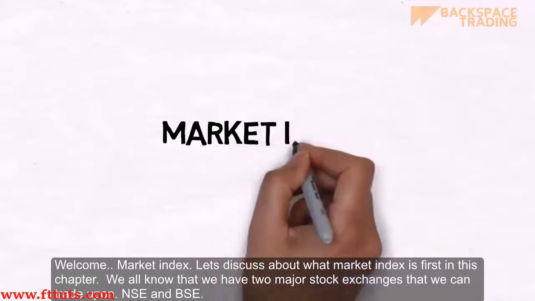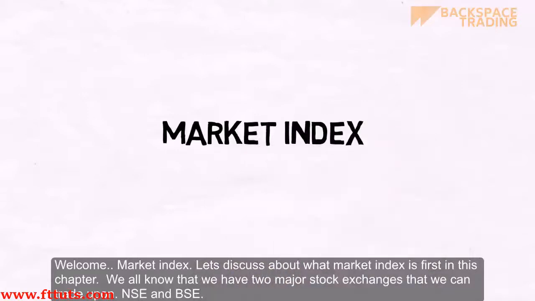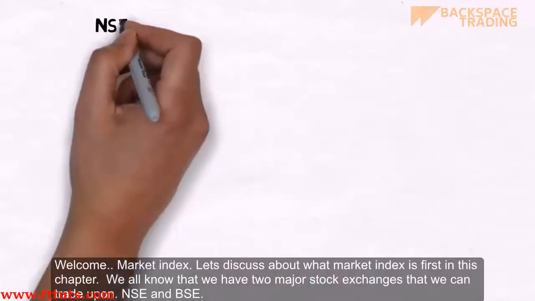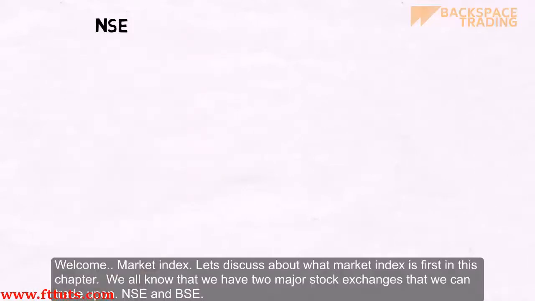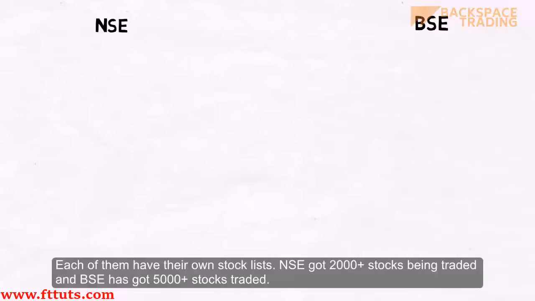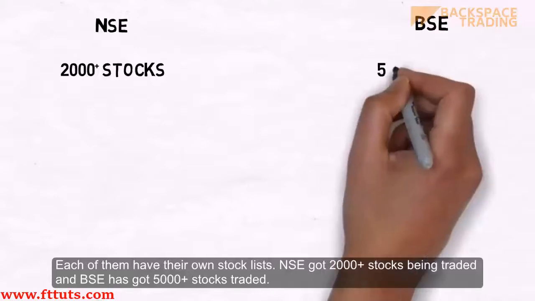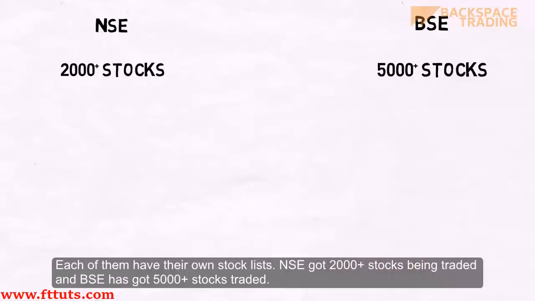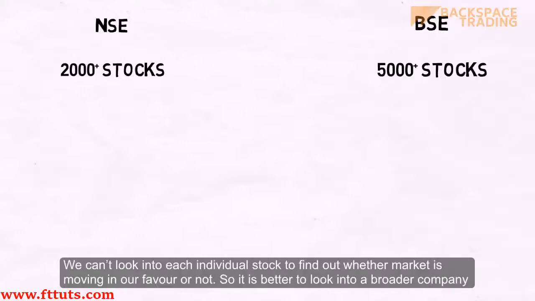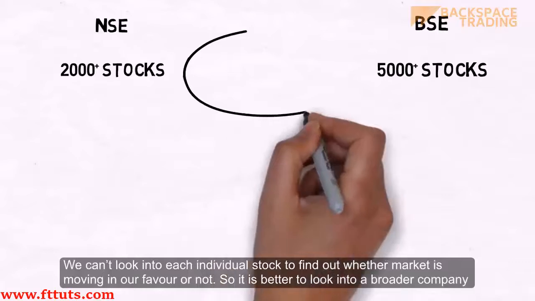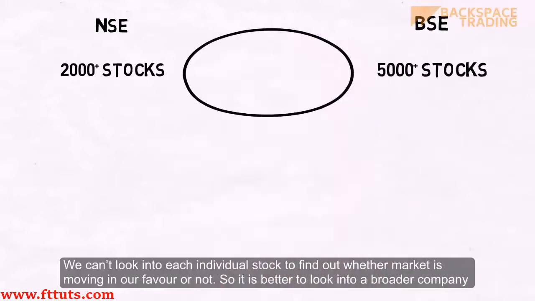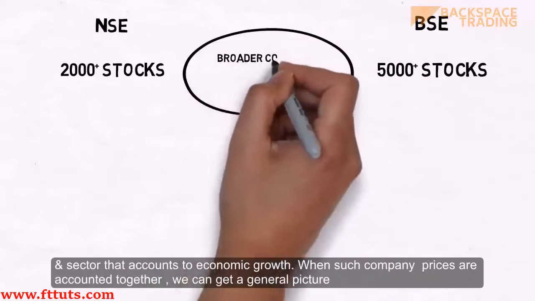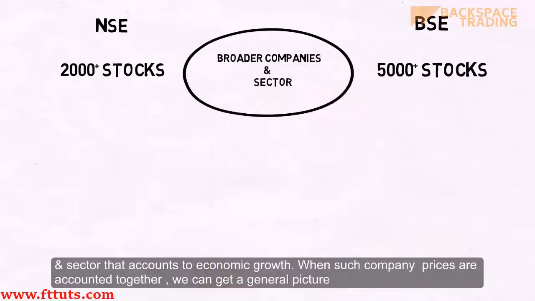Welcome, market index. Let's discuss what a market index is in this chapter. We all know that we have two major stock exchanges that we can trade upon, NSE and BSE. Each of them has its own stock list. NSE has around 2000 plus stocks and BSE has around 5000 plus stocks traded. We can't look into each individual stock to find out whether the market is moving in our favor or not. So it is better to look into broader companies and sectors that account for economic growth.